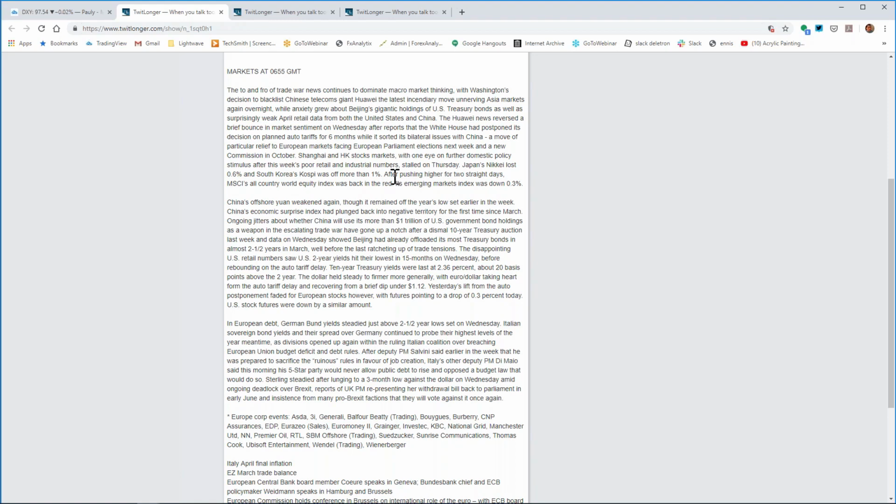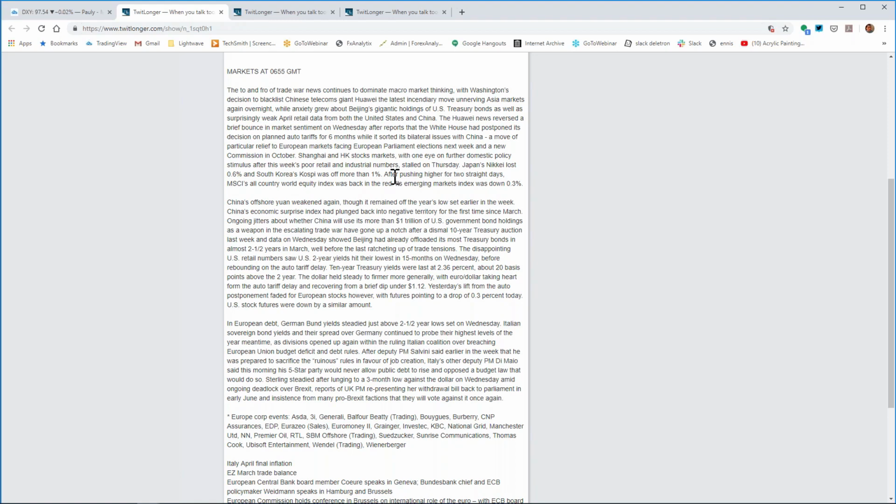Japan's Nikkei lost 0.6%. And the all-country world equity index was in the red. China's offshore yuan weakened, though it remained off the year's low set earlier in the week. China's economic surprise index had plunged back into negative territory for the first time since March.